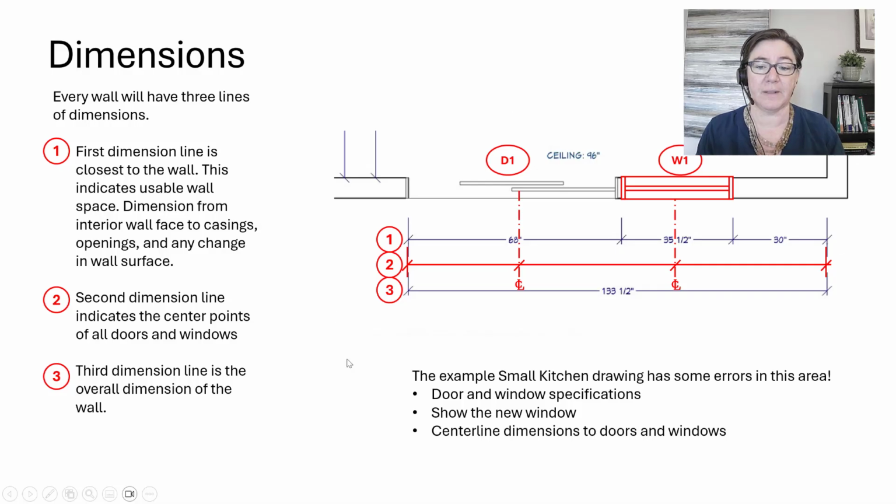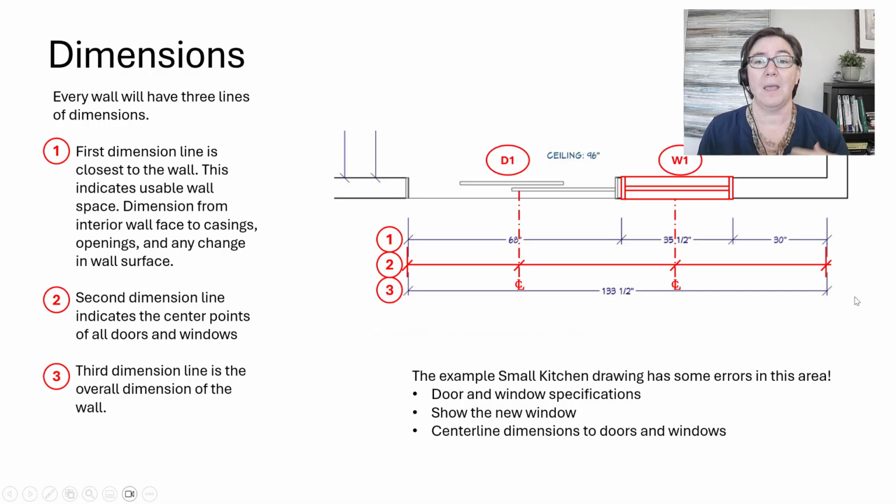So the example set of small kitchen has some errors in this area. It is not showing the door and window specifications, so I've given you an example of what that could look like. It doesn't show the new window for some reason, and it 100% should. This is an error in the set, so I've drawn that in for you. And it's also not showing that center line dimension to the doors and windows, which it absolutely should, according to the NKBA graphic standards. So I've added that information for you.